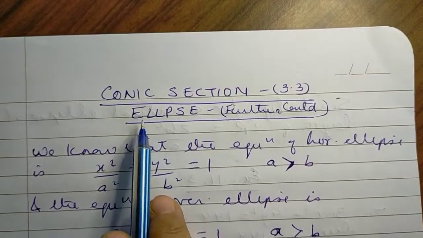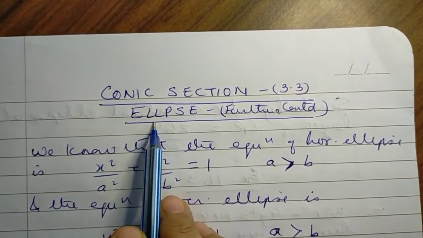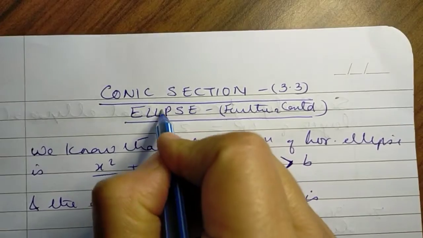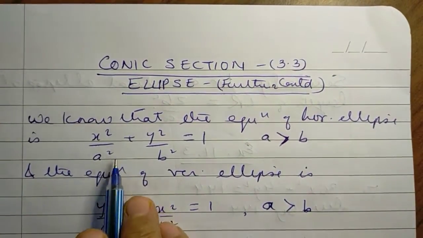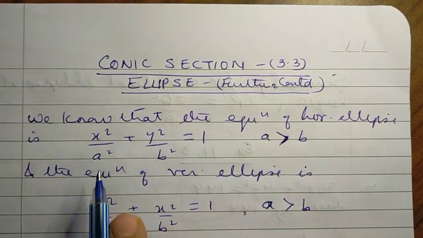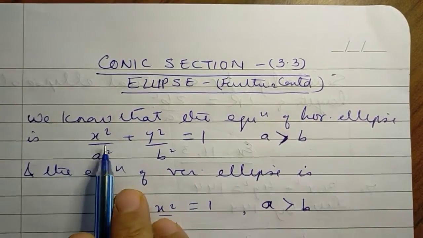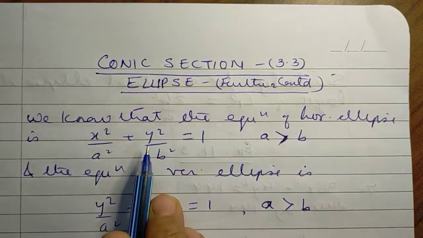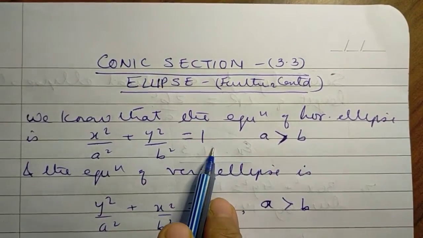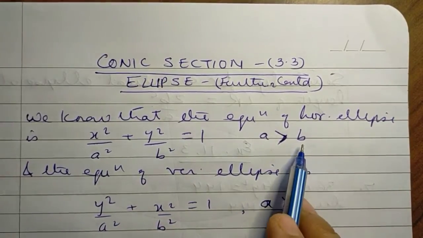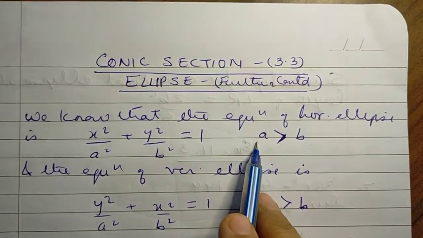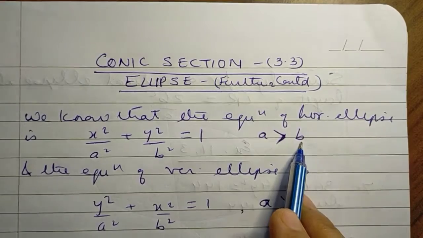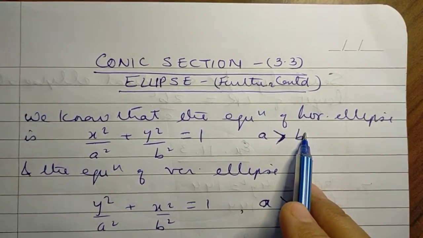Hello students, let us now further continue with the topic of ellipse. We have already seen in both of my previous videos on this topic that the equation of a horizontal ellipse is x squared over a squared plus y squared over b squared equal to 1, where a is greater than b, where a is the length of the semi-major axis and b is the length of the semi-minor axis.